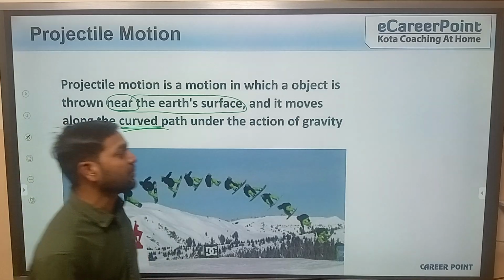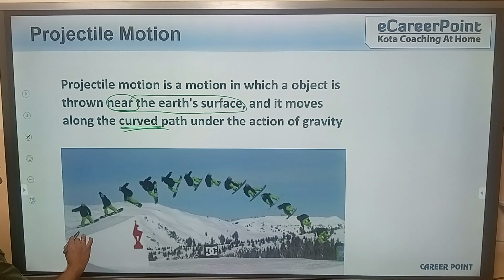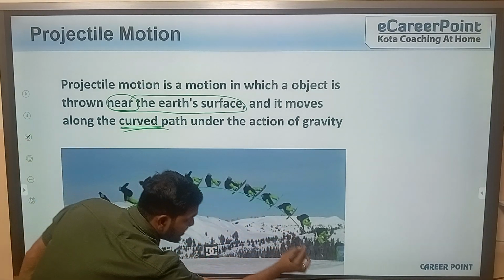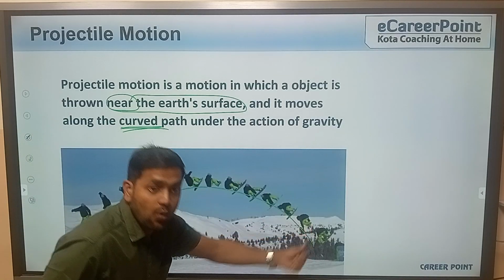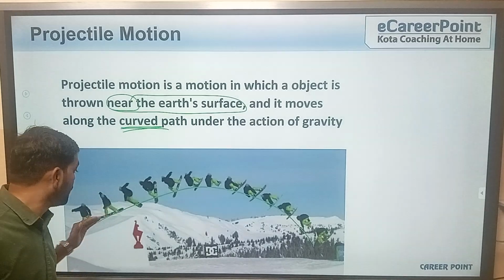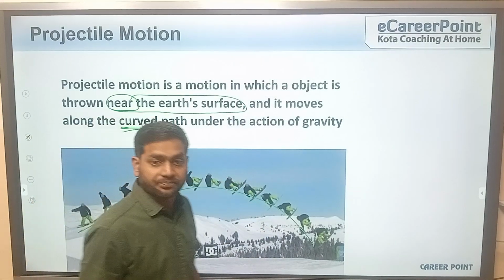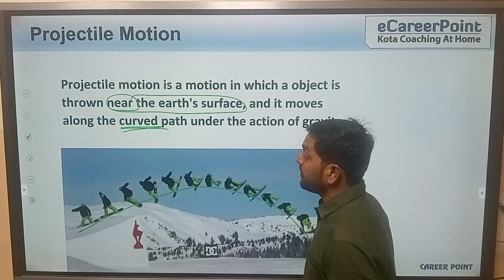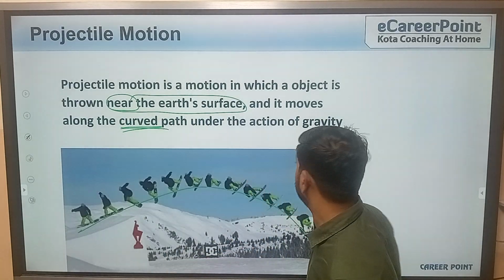So why does it make only a curved path? Why does it not make a straight path? Here you see, this person is moving like this. Why is he moving only in this direction? Why is he moving in a curved path, right? Why? Because, as we will see now.